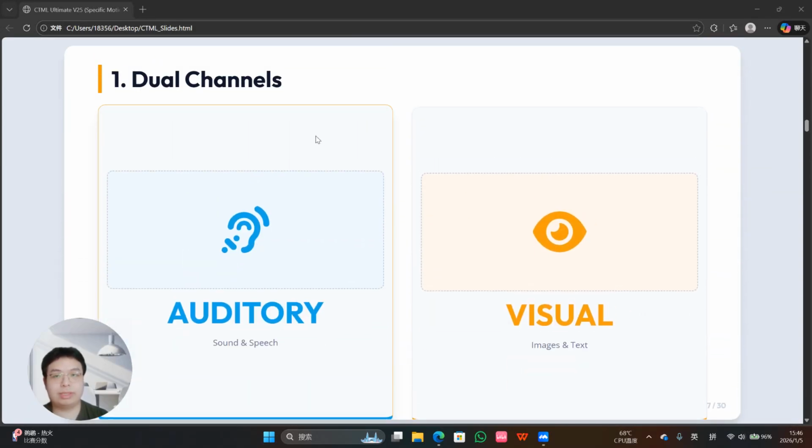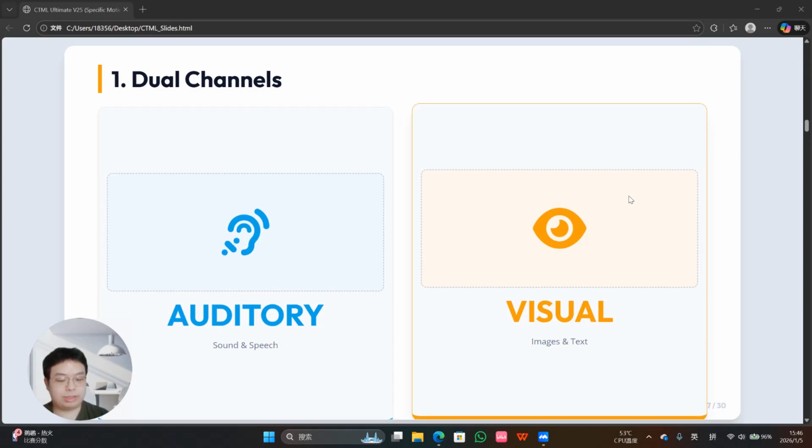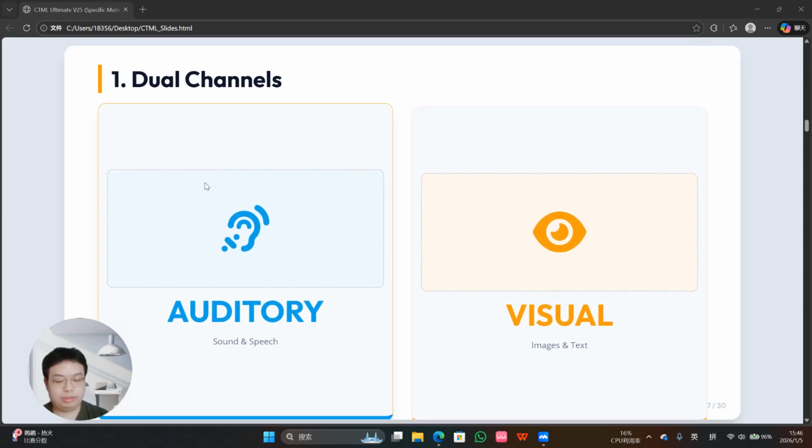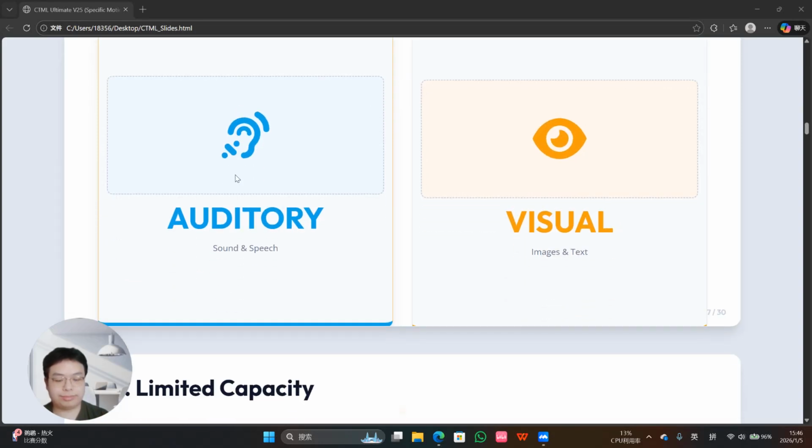Let's look at the first one, the dual channels. Our brain has two independent information superhighways. One processes visual material and one processes auditory material, as shown here. The eye sees images and the ear hears sounds, two parallel tracks.